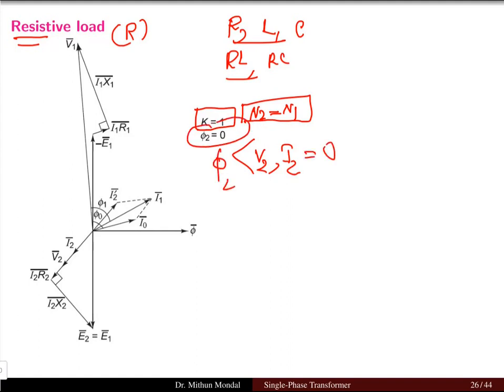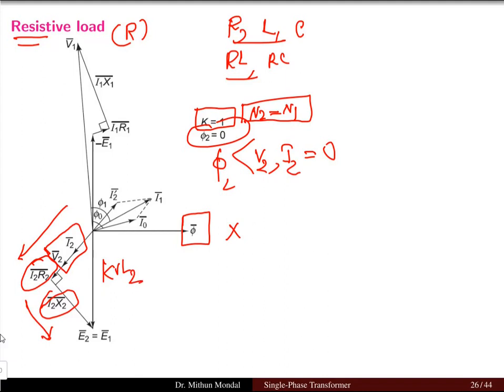Now if we draw the phasor diagram, I have taken the reference phasor here on the x-axis, and we can say that V2 and I2 will be in phase with each other because there will be no phase difference. And these losses I2 R2 and I2 X2, which are on the secondary side of the transformer: I2 R2 will be in phase with I2 and I2 X2 will be at 90 degrees because it represents the inductive reactance. And we can write the KVL equation in the secondary loop to get the value of E2.